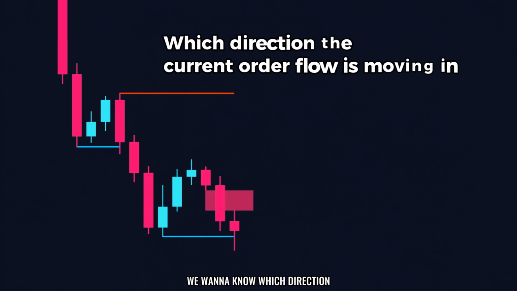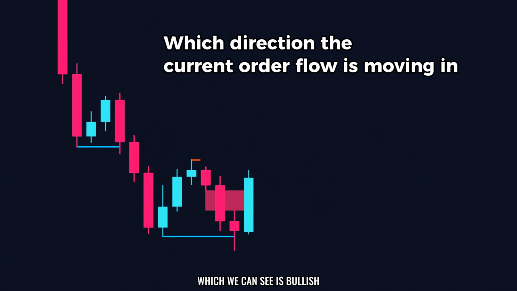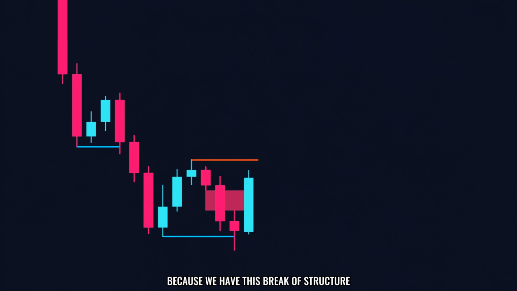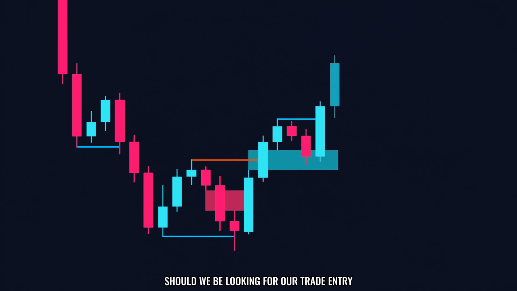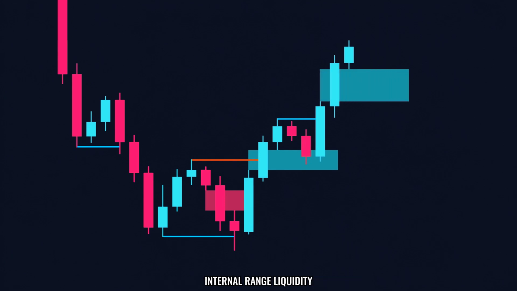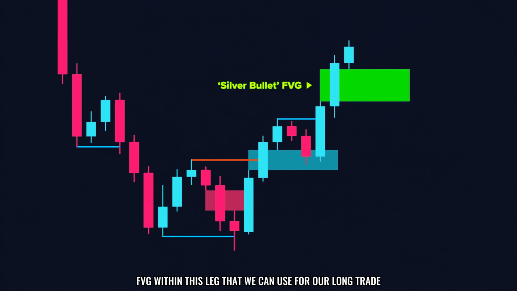So firstly, we want to know which direction the current order flow is moving in, which we can see is bullish because we have this break of structure through the previous buy-side liquidity. So this means we should be looking to buy from somewhere within this range. But where exactly should we be looking for our trade entry? Well, going back to what we covered earlier about the relationship between external and internal range liquidity, we should be looking for a fair value gap, FVG, within this leg that we can use for our long trade.